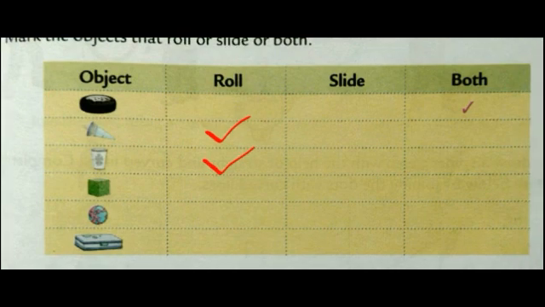See the third one, it's a picture of a cube. If you push it along the floor, it will never roll and go. It will slide. Okay. So here we will put a tick on slide. Now the next picture is of a ball. If you push a ball along the floor, it will roll and go to the other place. So here we will put a tick on roll.